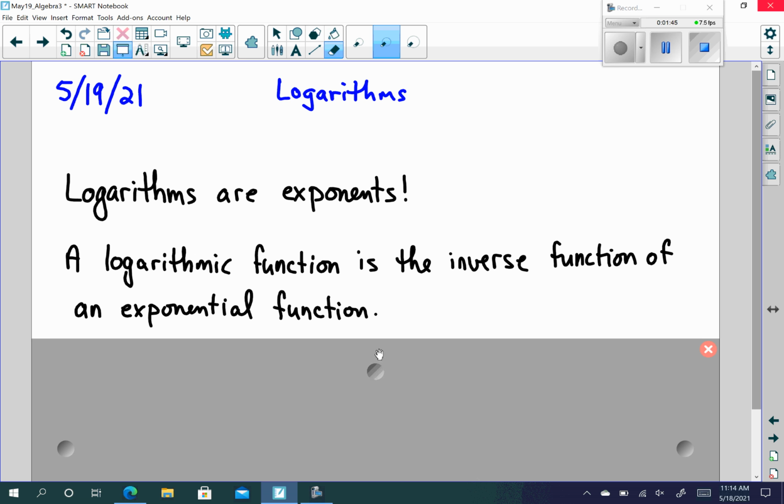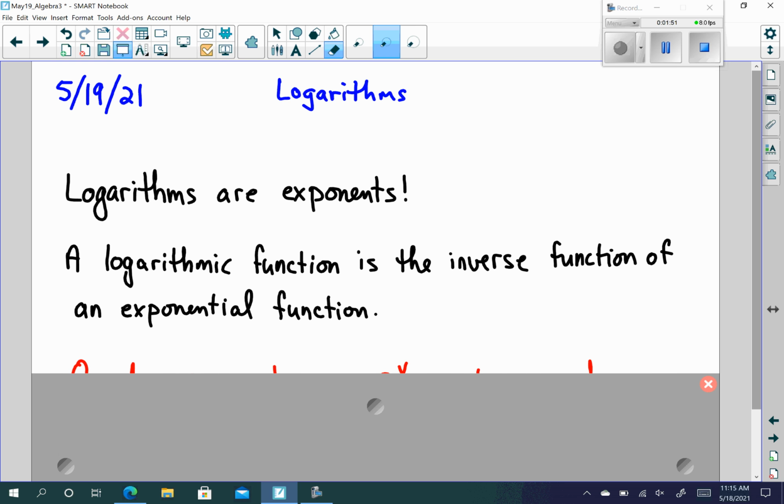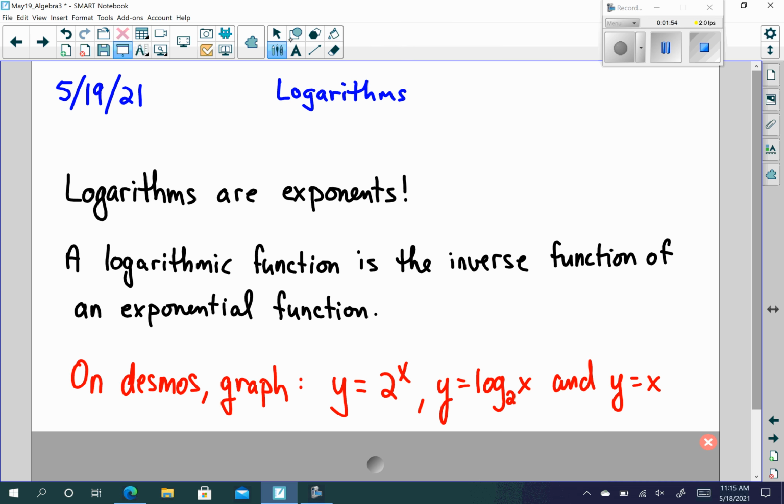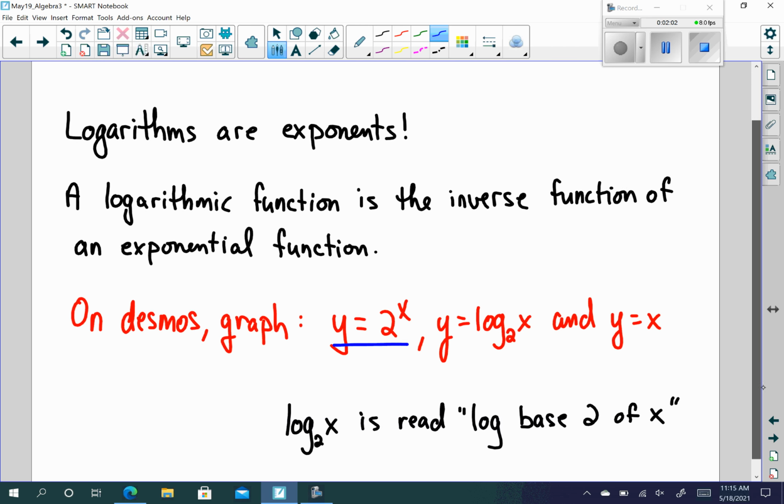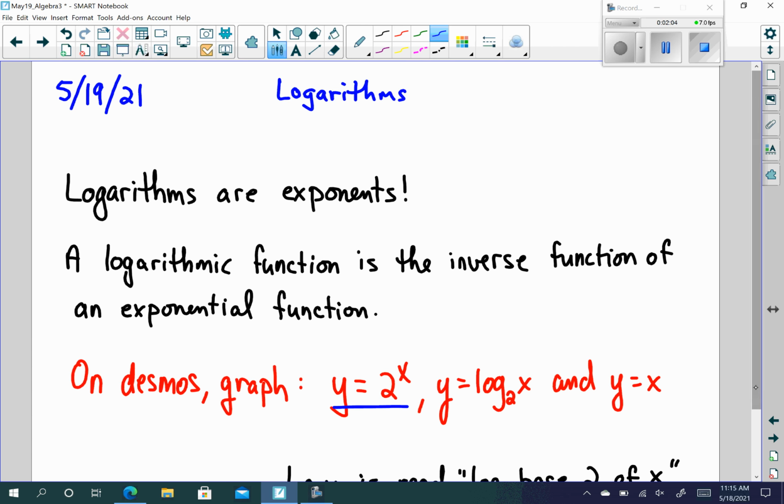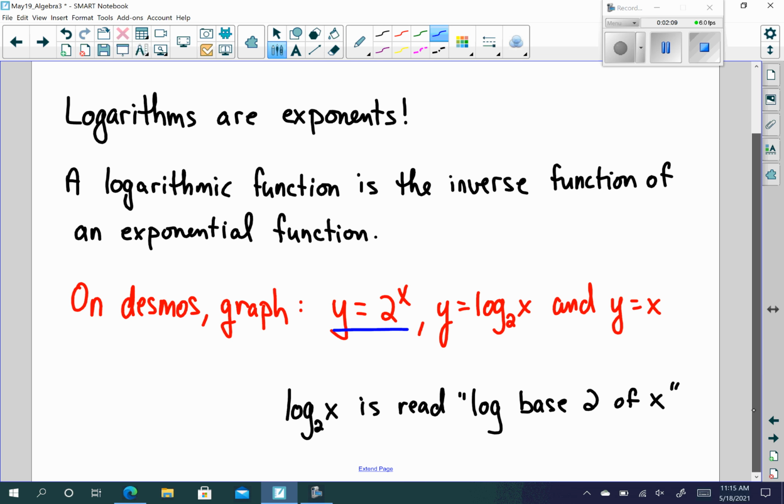So what I'd like you to do is go to Desmos and write these 3 equations down. I want you to graph y equals 2 to the x. Now this is a logarithmic function right here. This is red. Log base 2, this little subscript here is 2, of x. So log base 2 of x. I want you to graph that as well. And then graph the line y equals x.